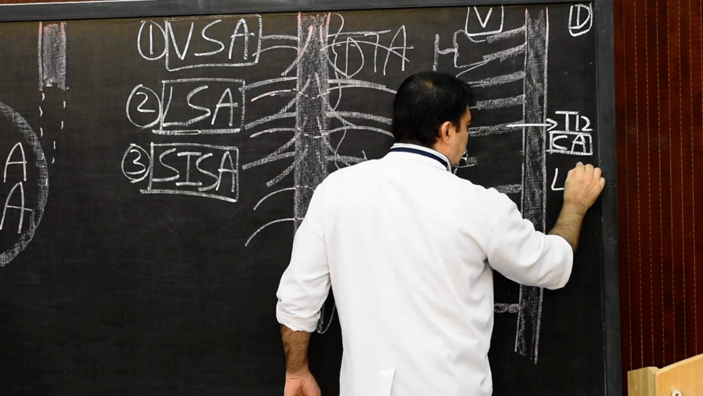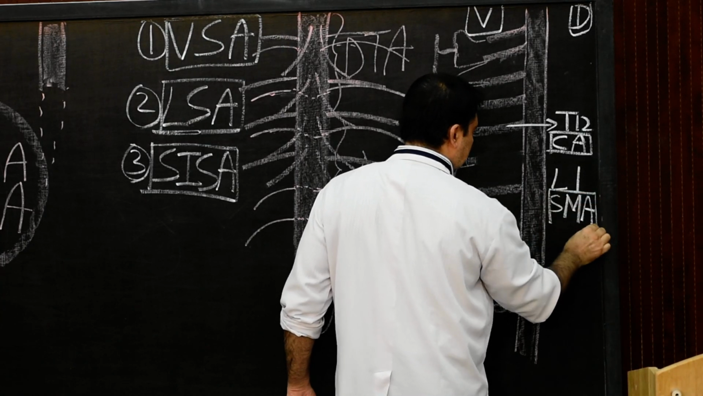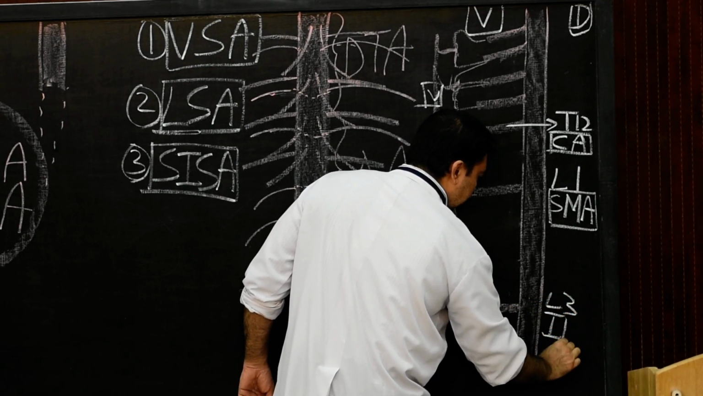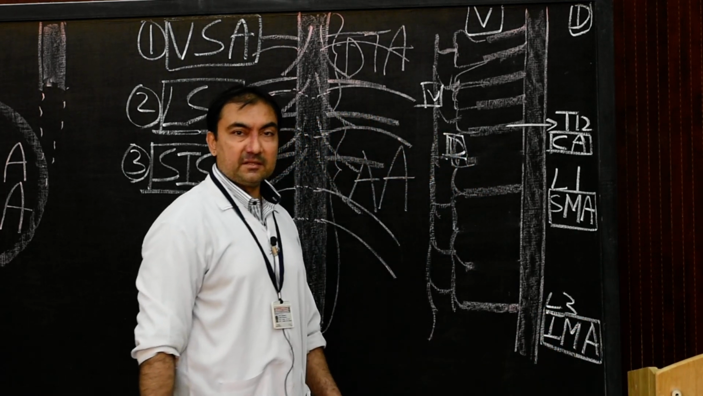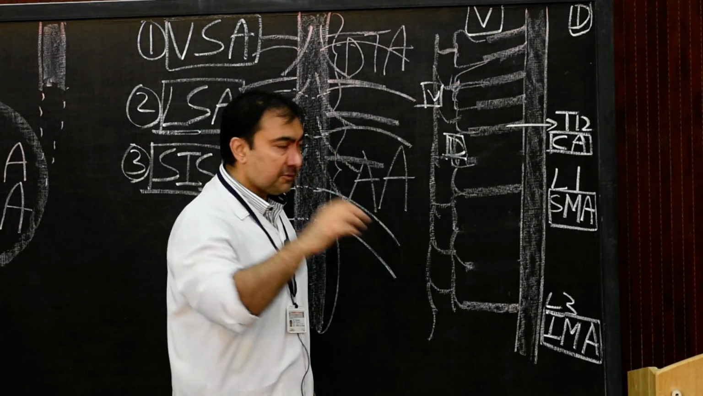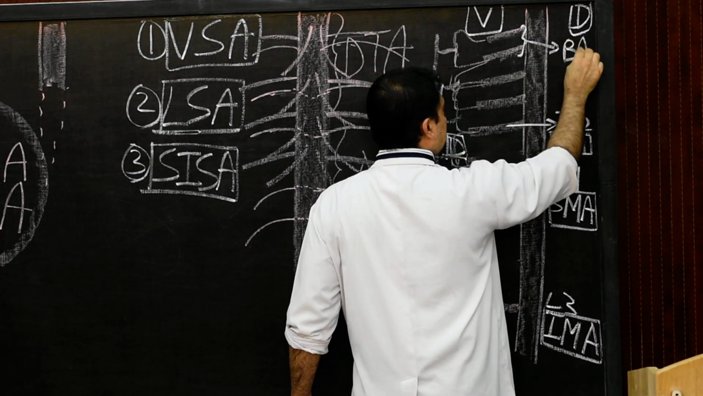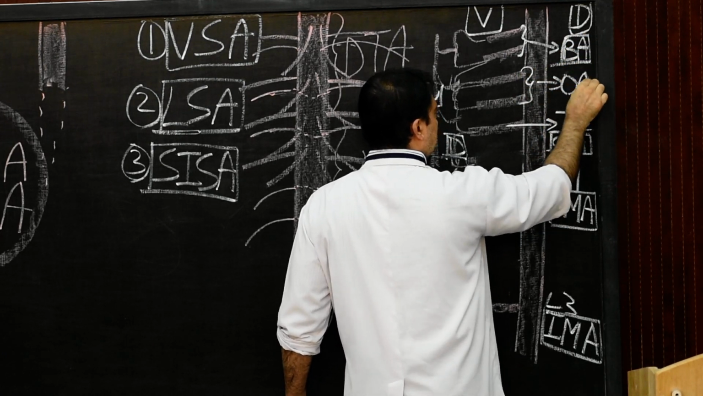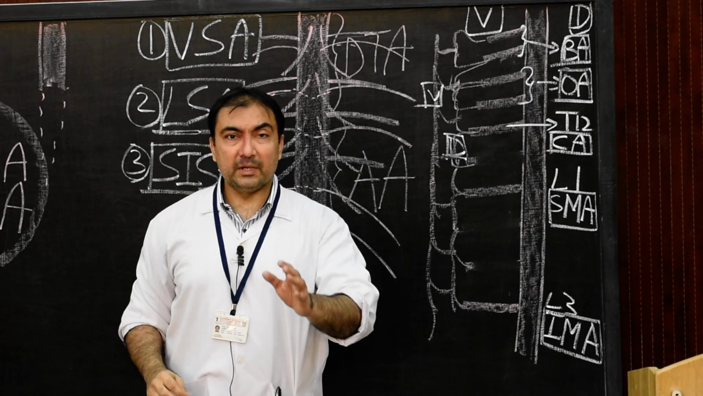Another artery which will remain at the level of L1 will be the superior mesenteric artery. Another artery which remains here at the level of L3 will be the inferior mesenteric artery. So these are the ventral splanchnic branches. The remaining will disappear. What about the few arteries which remain here in the thoracic region? In the thoracic region, those arteries which remain will be bronchial arteries, and also a few esophageal arteries. So here we finish our ventral splanchnic branches.